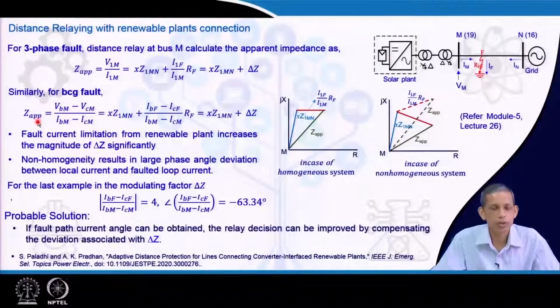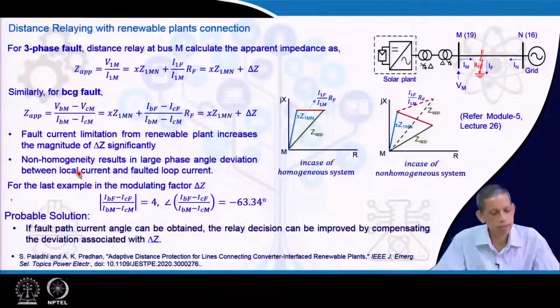So, BCG fault, as you have seen in the earlier example in the last slide, Z apparent equals VB minus VC upon IB minus IC at bus M, and that becomes equal to x Z1mn plus a modulating factor of this current, IBF minus ICF upon IBM minus ICM into RF, and that equals x Z1mn plus the delta Z part. So, fault current limitation from renewable plant increases the delta Z significantly. You remember, current is limited, it means that impedance is more.